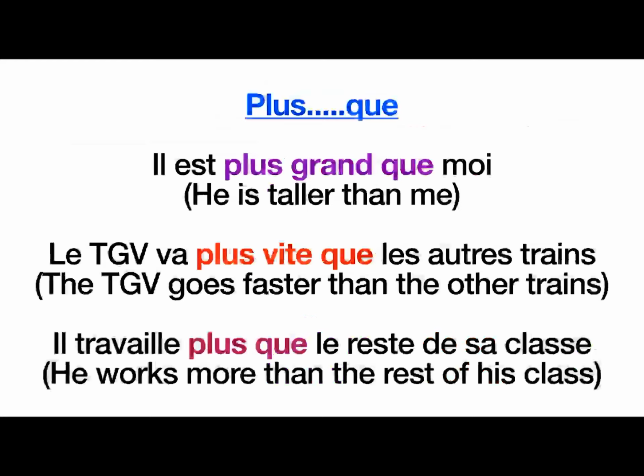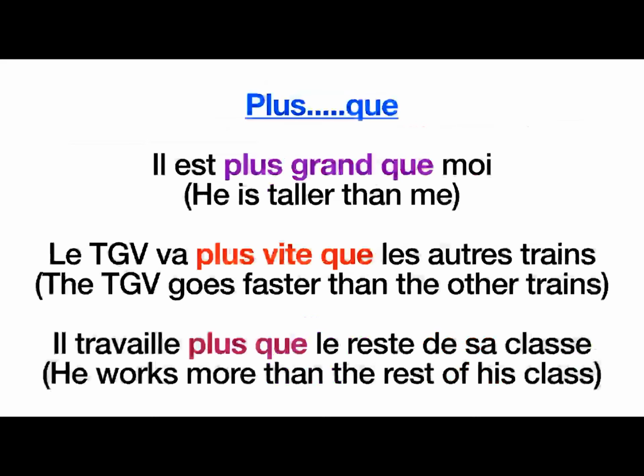So what you use when you're saying something is more, taller, smaller, intelligent, chatty, expensive, whatever. Plus, adjective, que. Le TGV va plus vite que les autres trains. So the TGV goes faster than the other trains. So vite means quick or fast. So I'm comparing the TGV, which is a high-speed French train, to other trains that run in general. So plus vite que, faster. If we literally translate, the TGV goes much fast as, or much fast than.